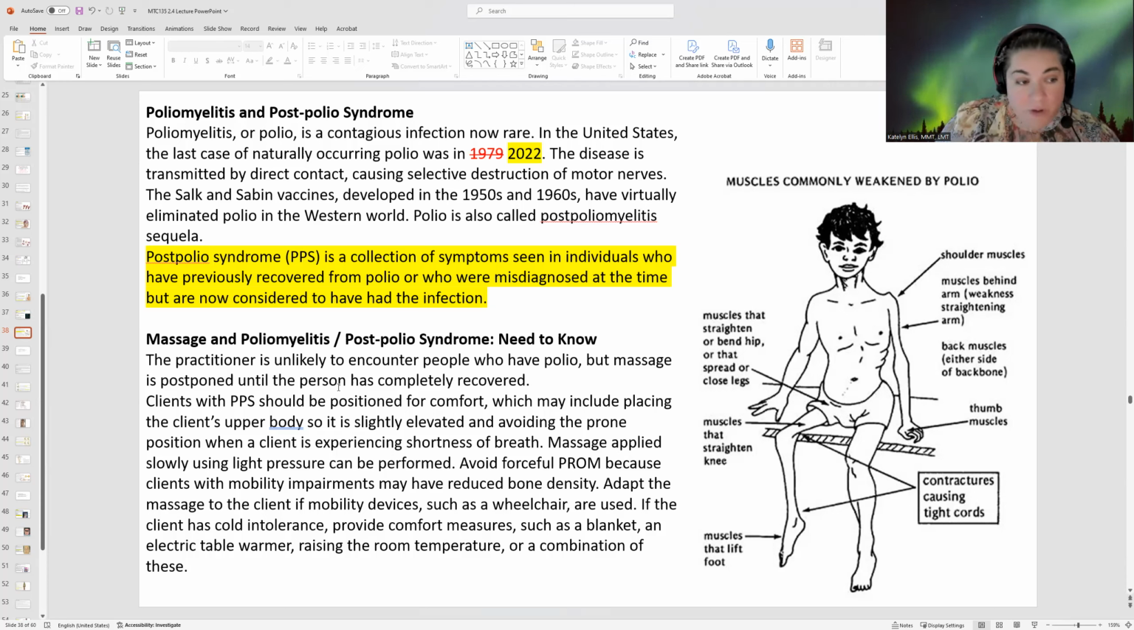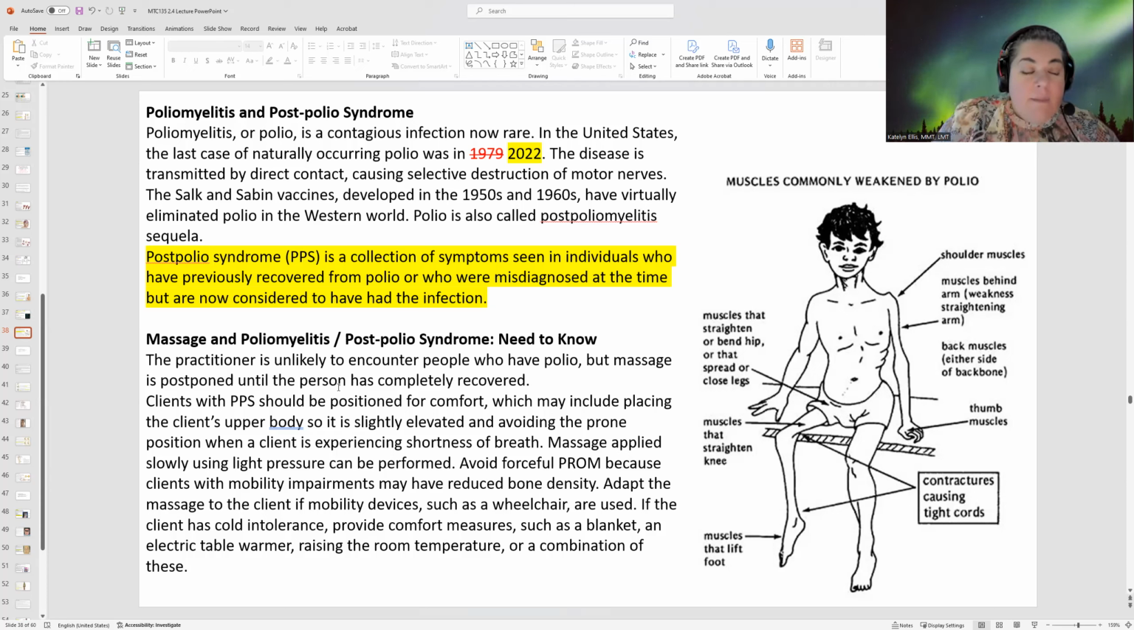What is post-polio syndrome? PPS is a collection of symptoms seen in individuals who had previously recovered from polio or who were misdiagnosed at the time, but are now considered to have the infection.